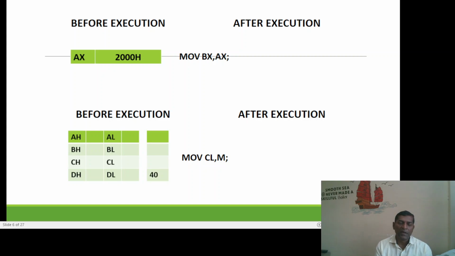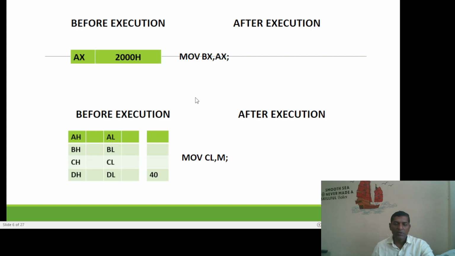Here we'll understand some of the examples. So MOV BX, AX. Here source and destination both are registers. Source is AX, whereas BX is the destination. After executing this MOV BX, AX, the contents of the AX register, which are 2000, will be copied into register BX.